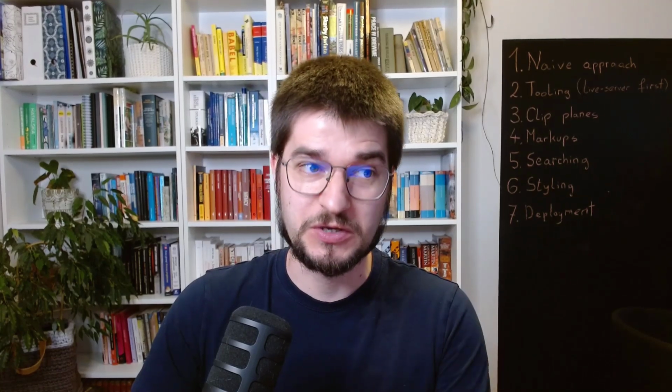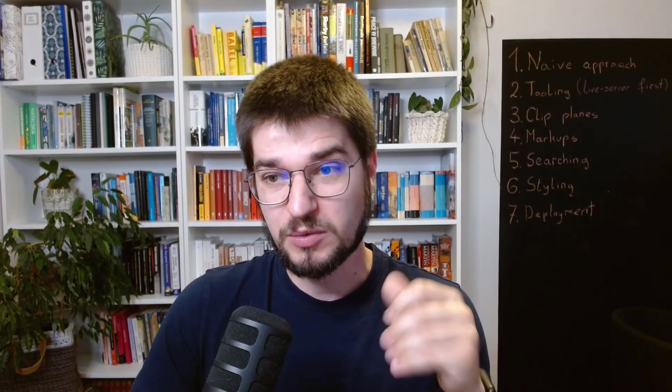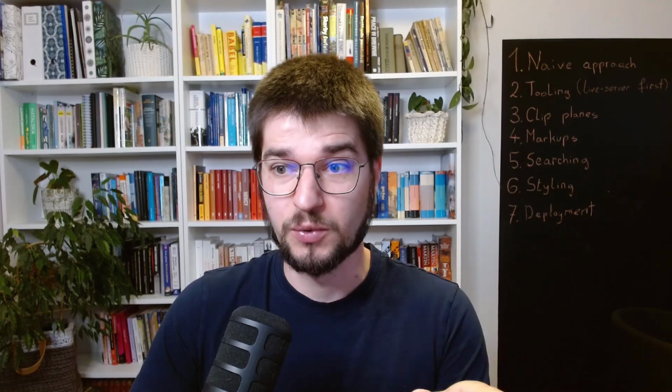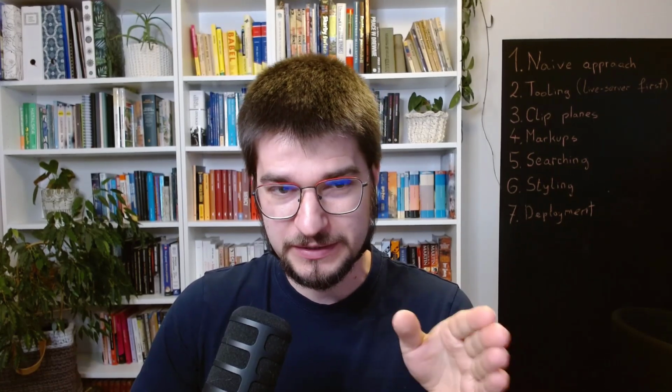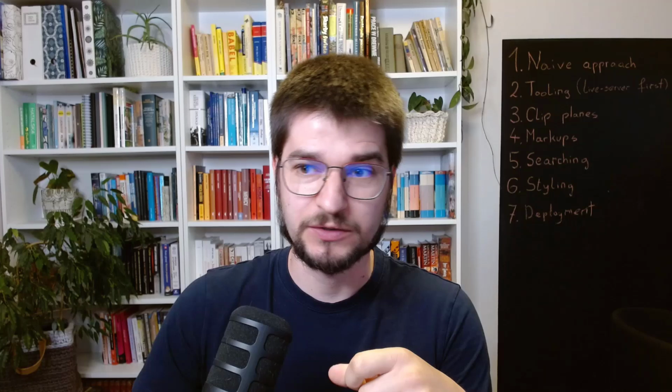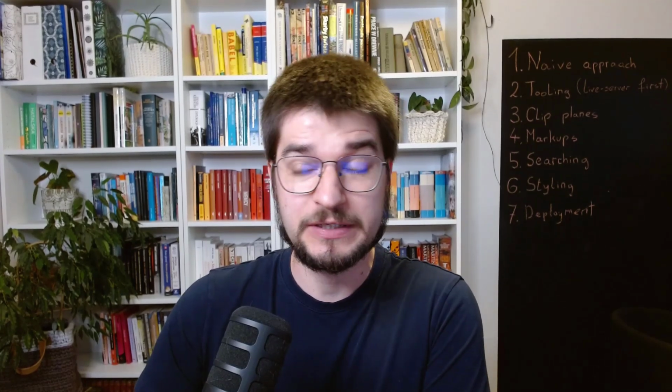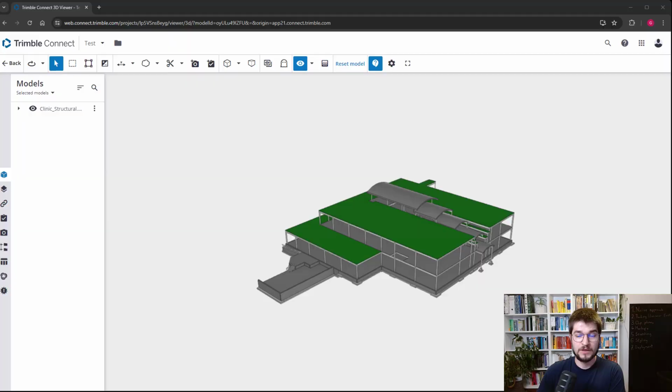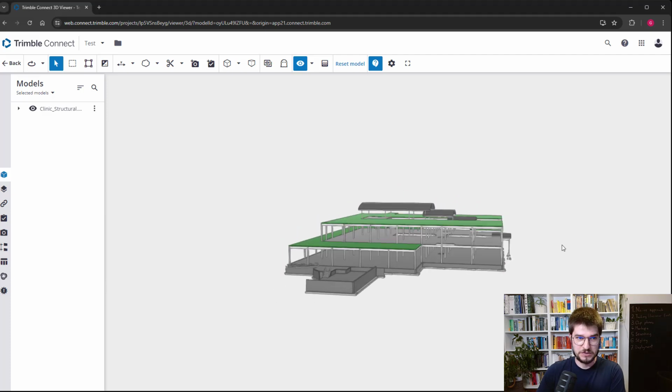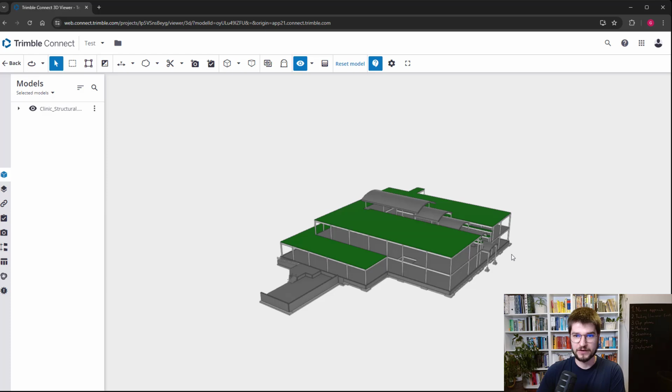We will scratch the surface of the API, and we will focus mainly on a 3D viewer, because it is quite a nice, good point to start your journey toward learning the API of Trimble Connect. You are probably familiar with the tool itself, so I will not cover its functionalities. I will mainly think about how you can extend the 3D viewer according to your needs.